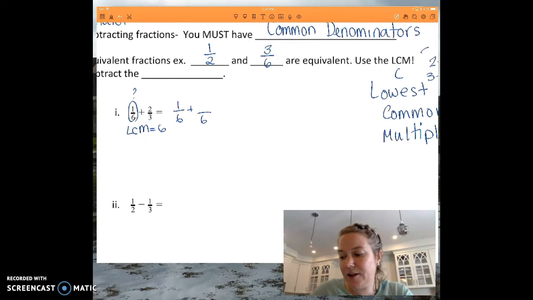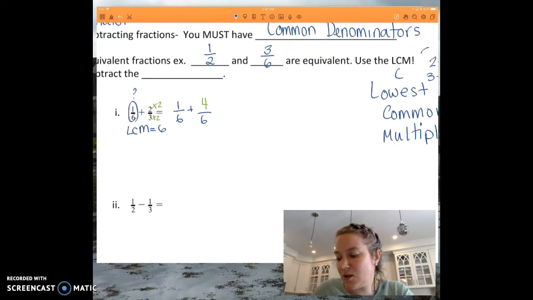So I do this by asking myself, how did I turn 3 into 6? What did I do to turn 3 into 6? I multiplied 3 by 2. So I'm going to say, okay, I multiplied 3 by 2. And then I have to do the same thing to the top to keep the proportion the same. So I'm going to multiply the top by 2. 2 times 2 is 4. So that's how I get my equivalent fraction.